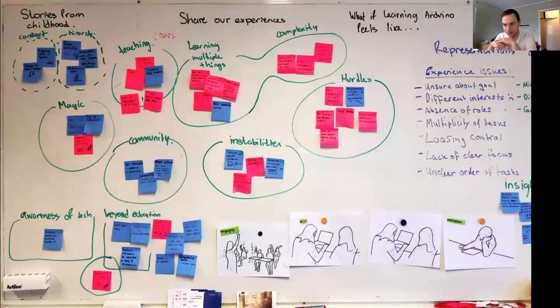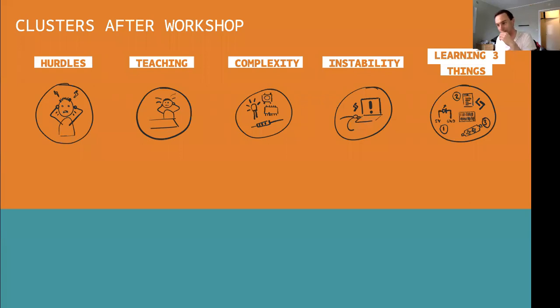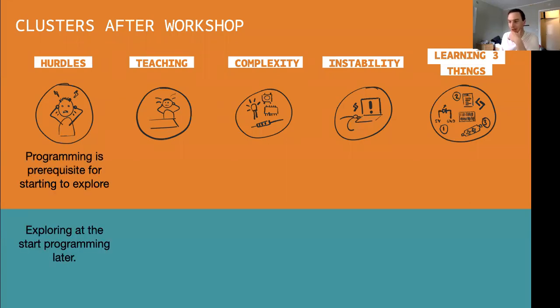So we clustered the insights from my research together with their own insights. I asked them to bring post-its with little descriptions of what they think should improve in Arduino and what is really one of the core values. And I clustered these out into different categories, or we clustered them out. So right now, programming is a prerequisite for starting to explore. But in Arduino Action, I'm trying to start with exploring, and then programming can come later.